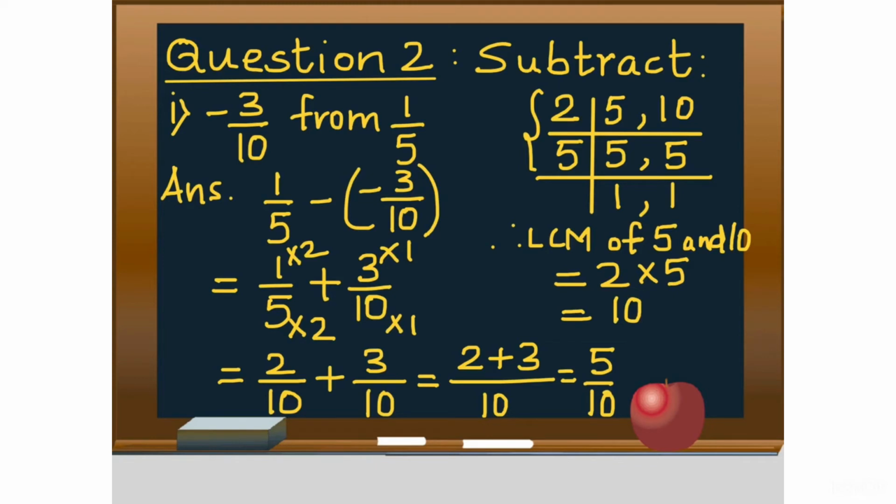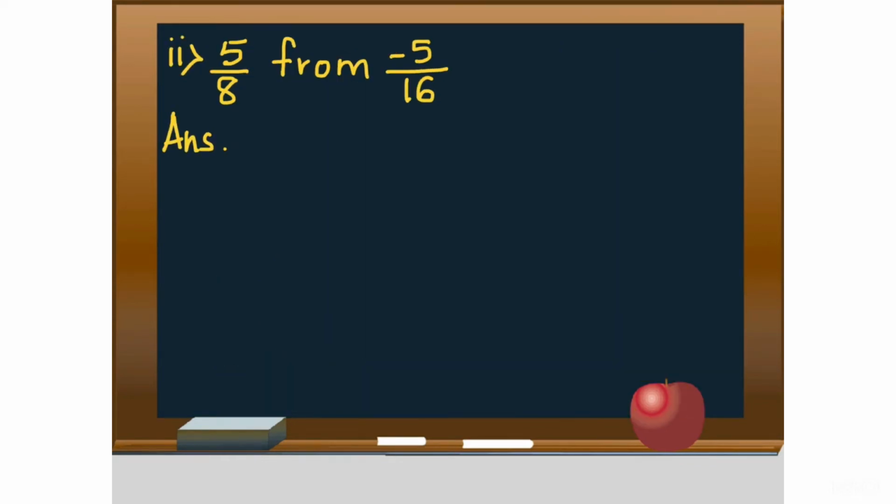Since 5 and 10 have 5 as a common factor, let's cancel it. 5 times 1 is 5. 5 times 2 is 10. This expression is equal to 1 by 2. This is the answer.